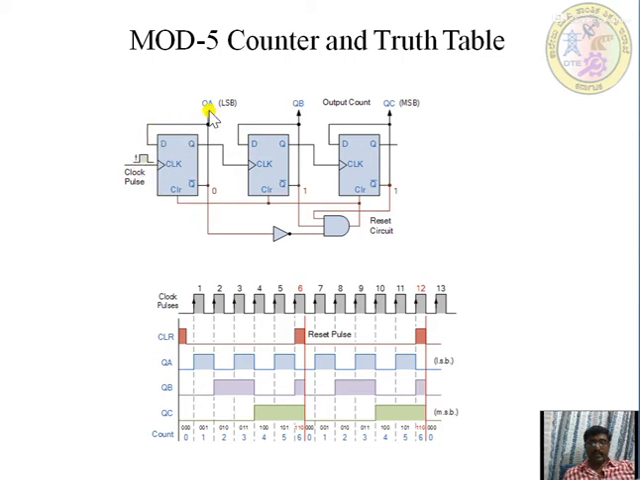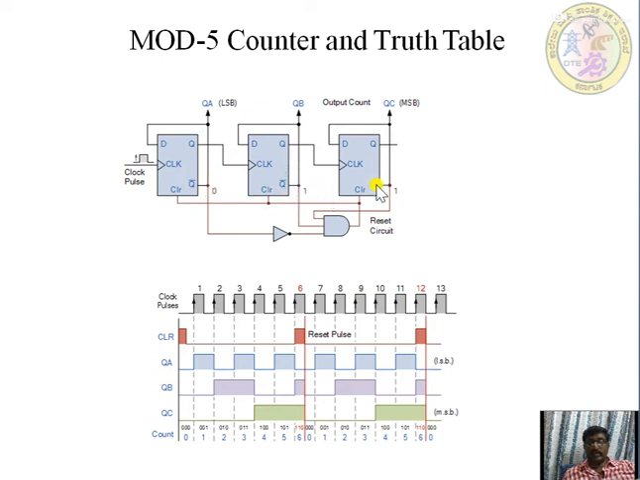The D input has just been connected with the T, and the Q output is acting as a clock to the next flip-flop. The output of Q is acting as the input to the second. Whatever value people are getting is taken from Q bar, since it is a negative edge.